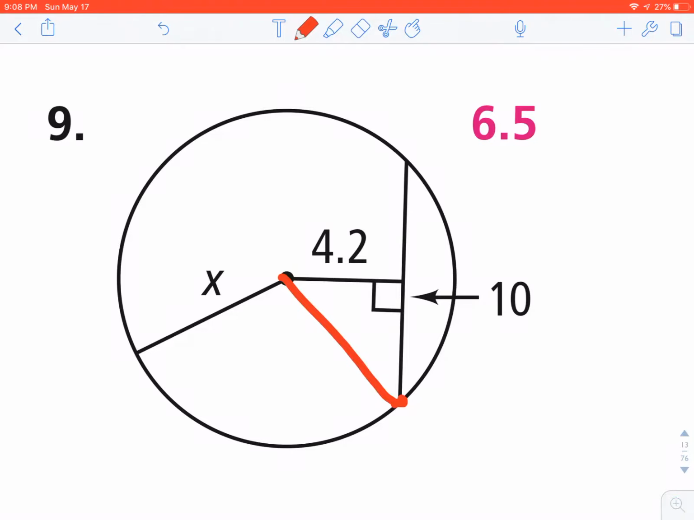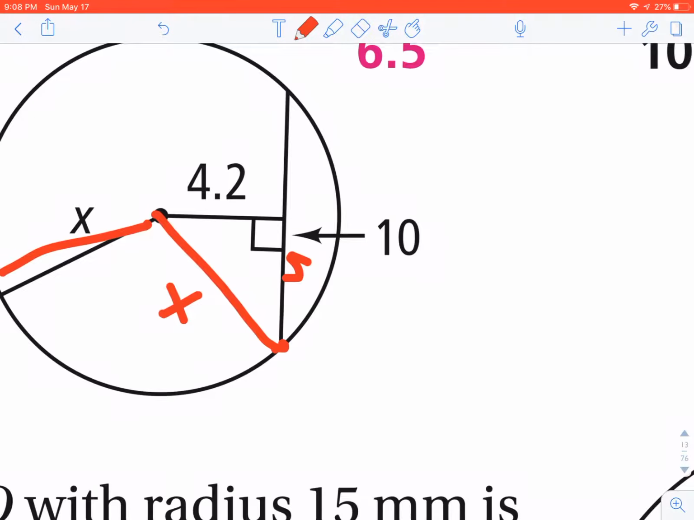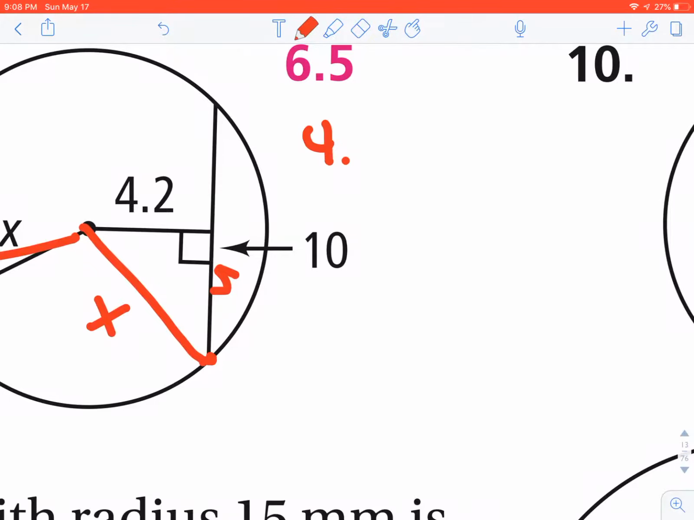So if this length is x, that means that this length is also x. All right, and then again, the whole chord is 10. Well, that's helpful because that tells me then that this piece is 5, for the same reason as the previous problem. The diameter is perpendicular to a chord, therefore it bisects the chord, so half of 10 is 5. So again, the Pythagorean theorem is going to be applied here. 4.2 squared, and then plus my other leg is 5 squared, is equal to x squared.